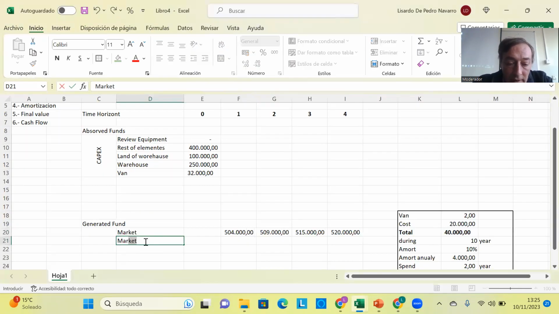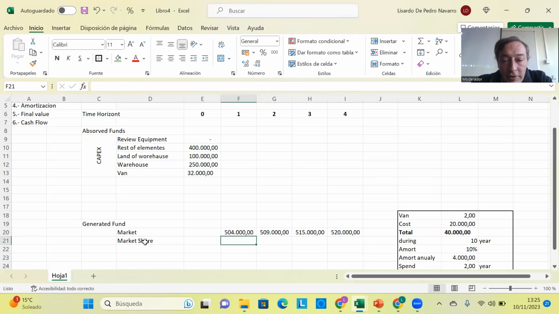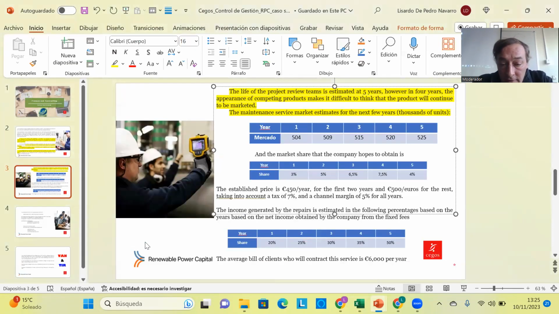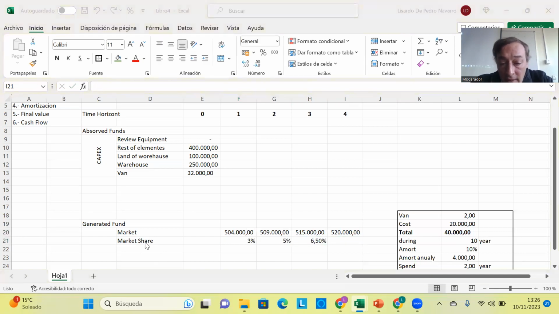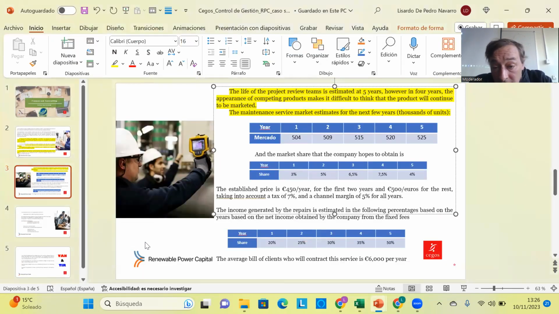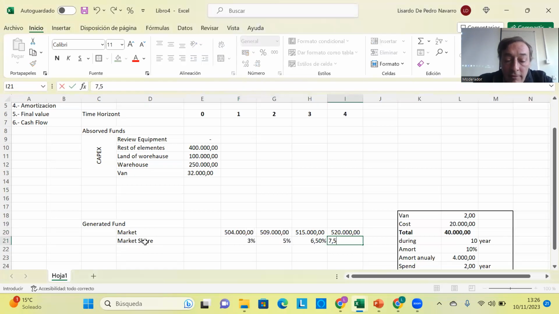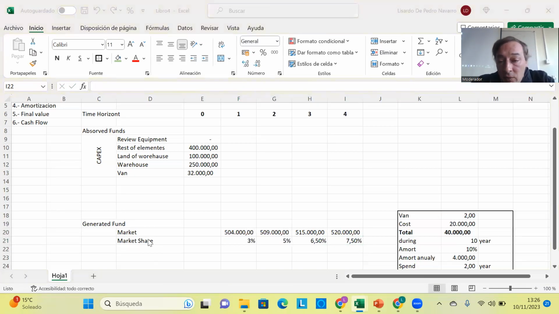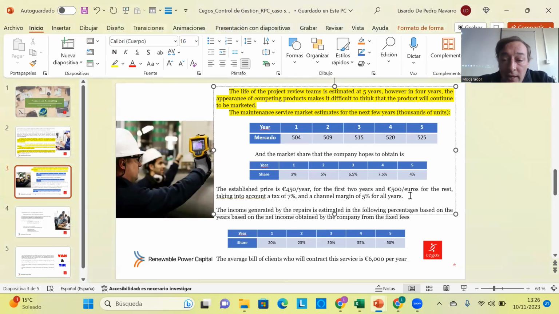So here we have market share. That is going to be for the first year 3%. For the second year is 5%. For the third year is 6.5%. And for the last year is 7.5%, okay. As you can see here, we have the information for the fifth year, but this is a trick, because as we mentioned, the time horizon of this project is only 4 years.